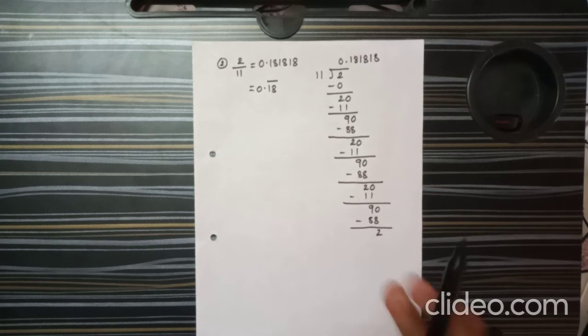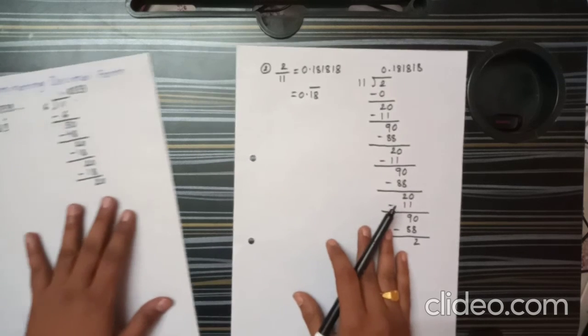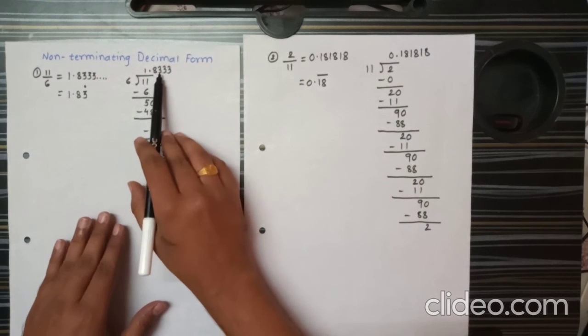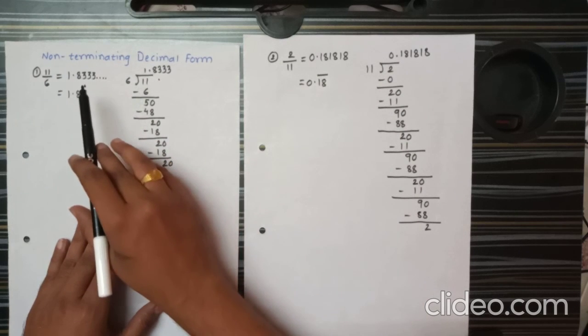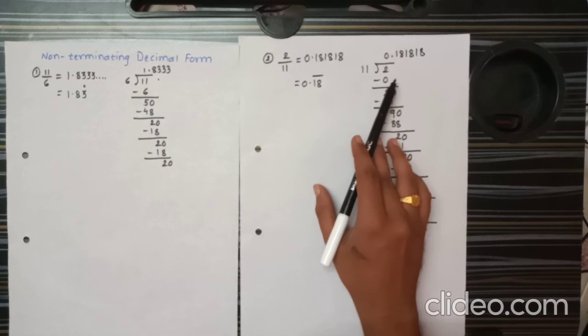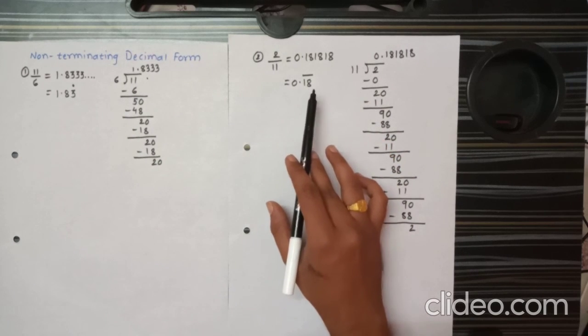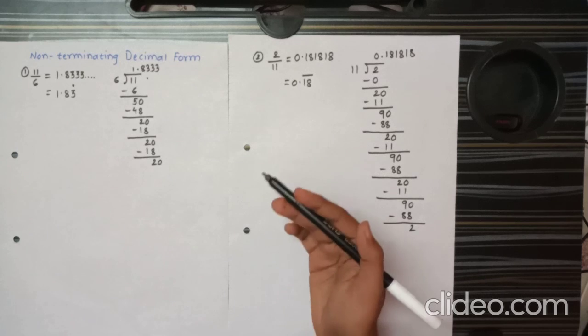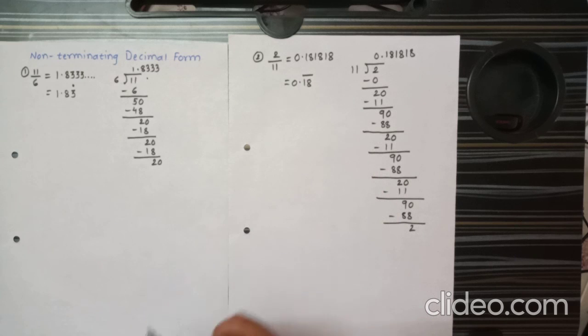Just note the one difference: in both the examples, I am keeping both the examples here. In this case, we were obtaining the number 3 again and again, so I have put a dot over that 3. And in this case, we are obtaining the numbers 1 8 again and again. So whenever we obtain a particular pattern of numbers, we put a horizontal line over those numbers, and when we obtain only a single number again and again, then we put a dot over it.